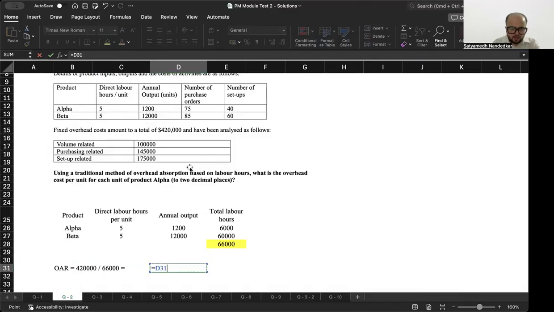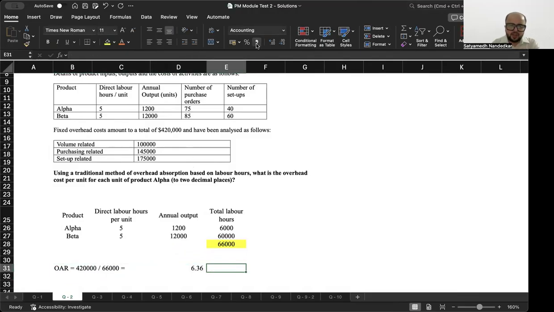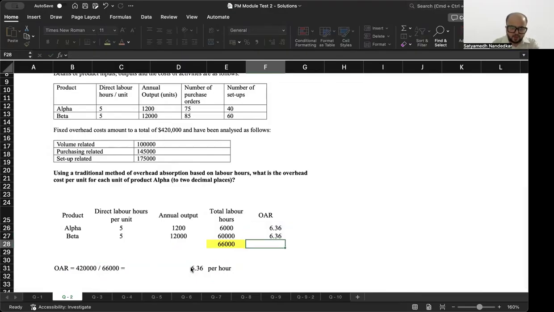Okay. So 4,20,000 upon 66,000, which gives you basically an overhead absorption rate of 6.36 per hour. Okay, 6.36 per hour. Write down the OAR here. OAR is 6.36. Okay, now what are overheads absorbed?